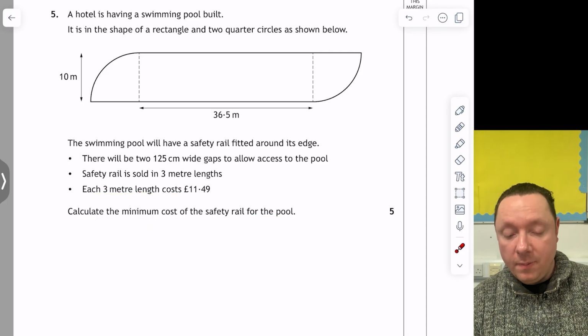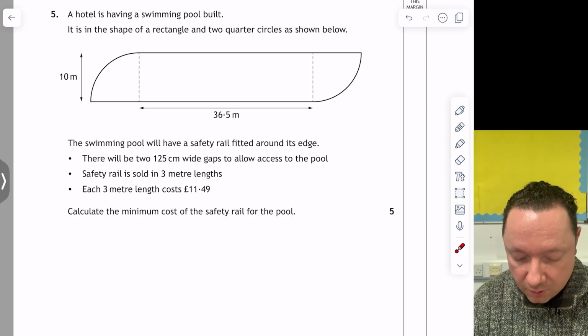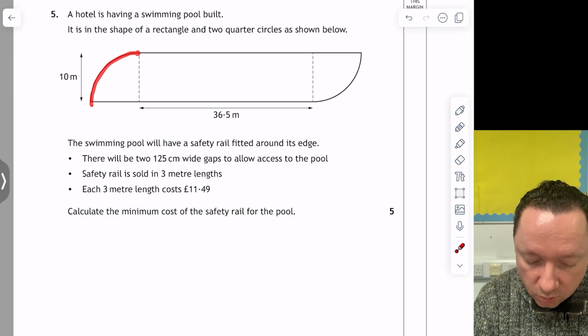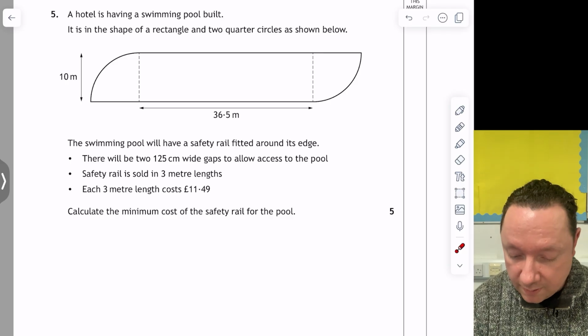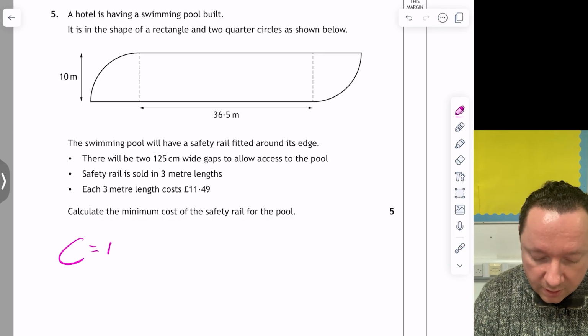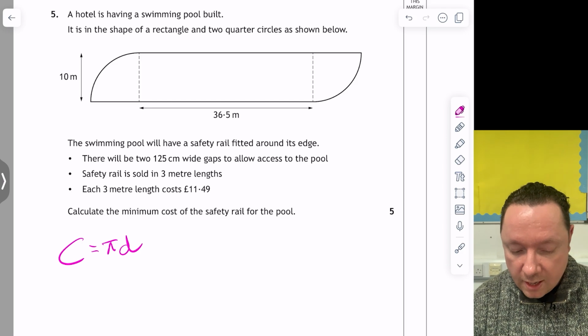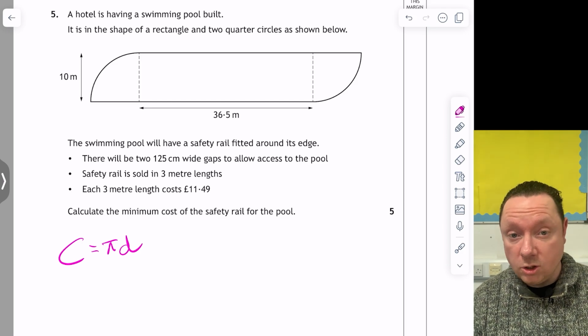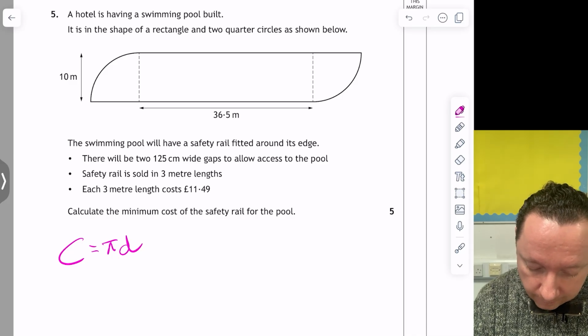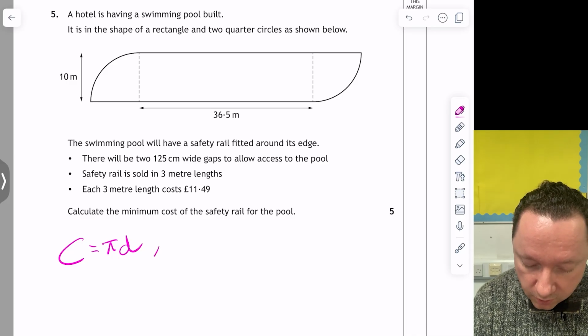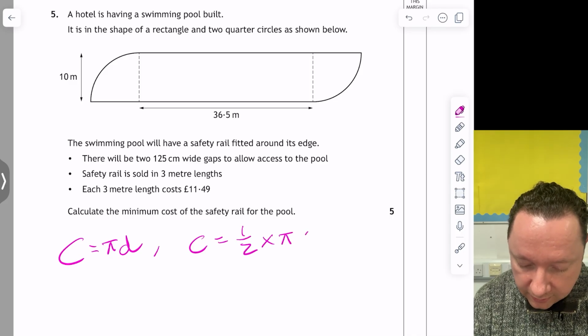So I'm going to have to work out the perimeter, but then leave a gap of 2 times 125. So perimeter of semicircles, well, we can do the circumference of a semicircle because we get a circumference of a circle in the exam paper. Circumference of a circle from the exam paper is pi times diameter. I've got 2 quarter circles, so that's 1 semicircle. So for my circumference part, it's a half times pi times the diameter.